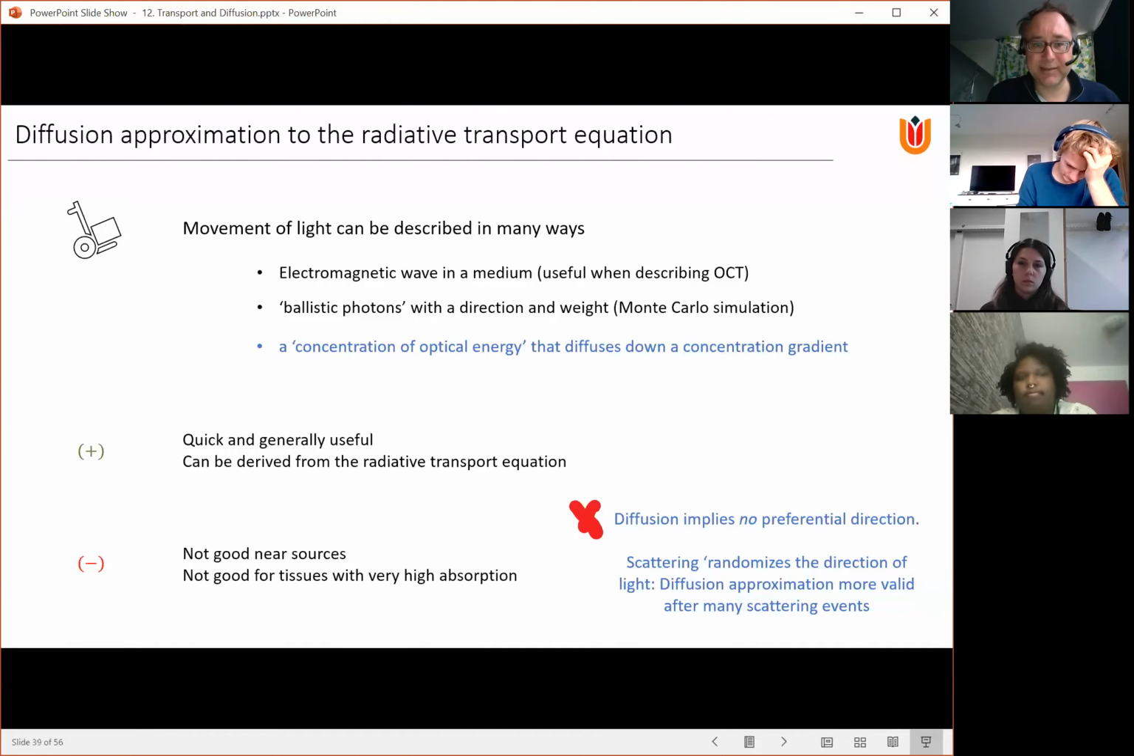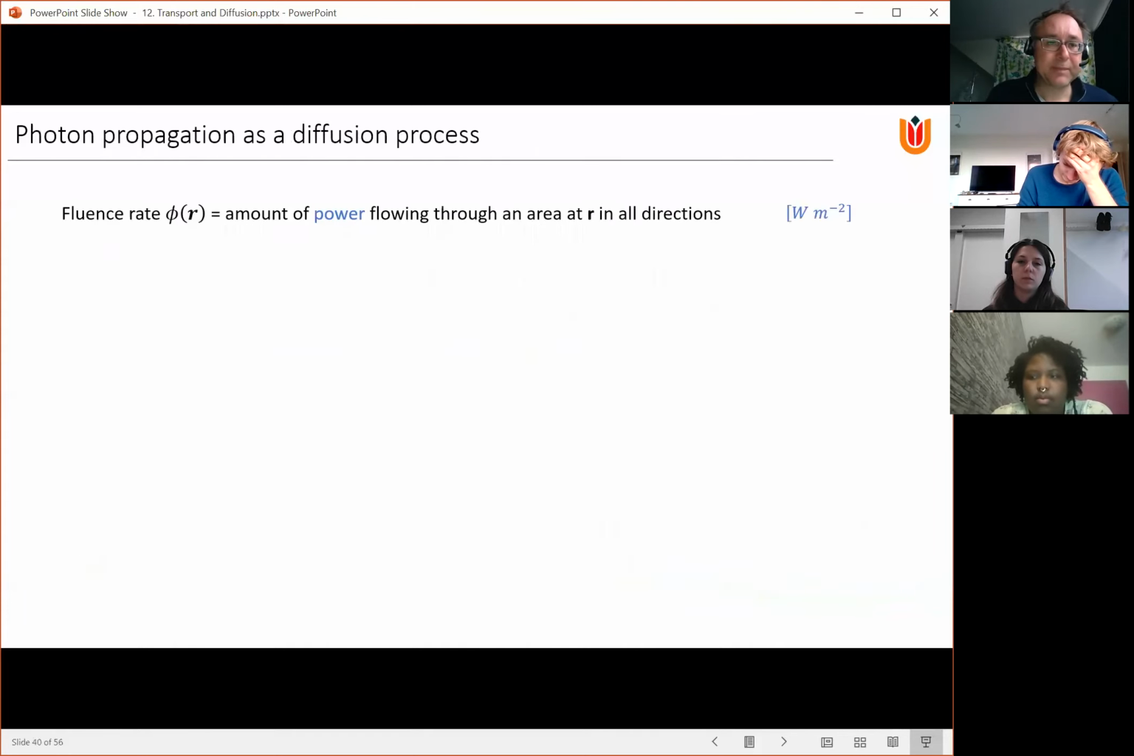That's also the same reason why high absorption is a limiting factor, because if the absorption is really high, then the photons do not get a chance to experience many scattering events. They do not get that randomization. They are absorbed after a few scattering events. So then the light that propagates still has this preferential direction. Conceptually, that is why the drawbacks are there, because the photons still have their own direction.